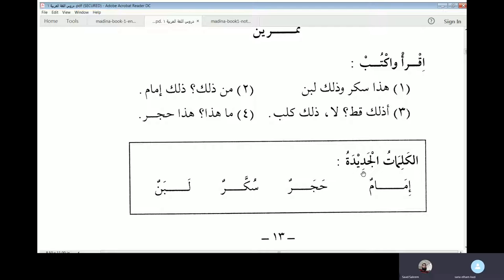The new words. Hajarun, stone. Sukkarun, sugar. Labanun, milk. And what is the meaning of al-kalimat al-jadidah? Kalimat, words; jadidah, new. New words.